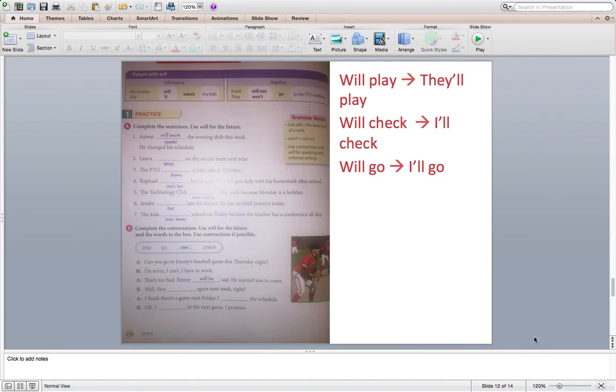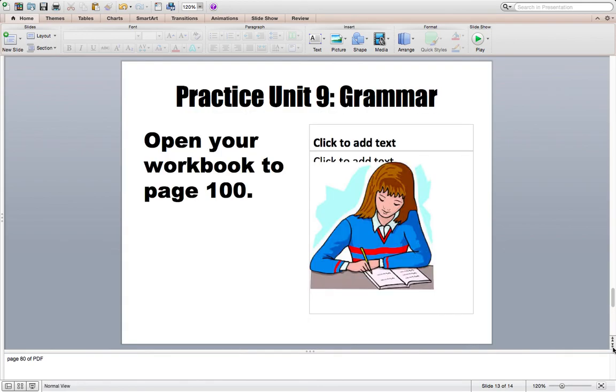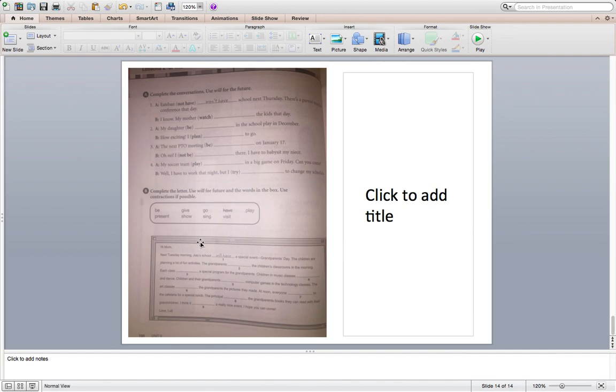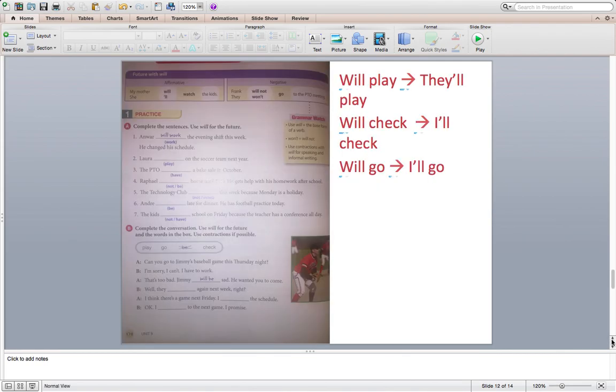If you want to keep getting more help or more practice, in your workbook, page 100, you will see another page of practice. I will provide the answers for you tomorrow, but that's some more practice on the grammar lesson for the future tense will and will not. So I hope that helps you with conversations.